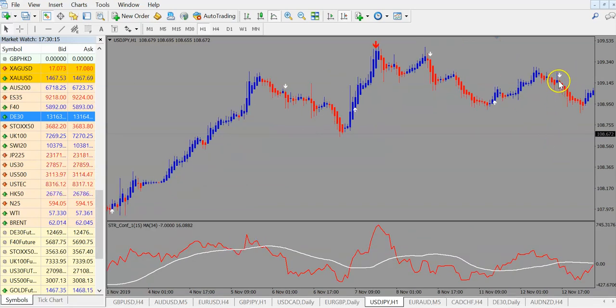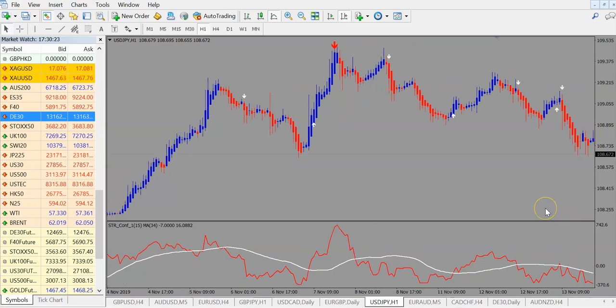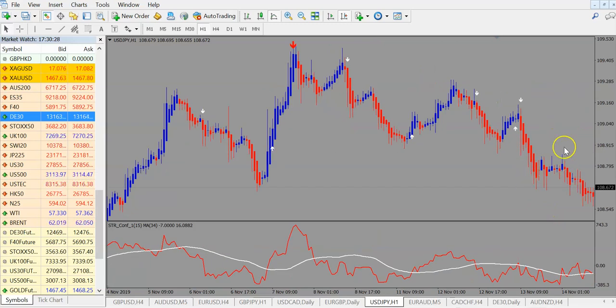Yes, here we get a white which is in the direction of this, and we can take it. This is confirmed. You see, we exit. Then we get another. You see, we get another sell.